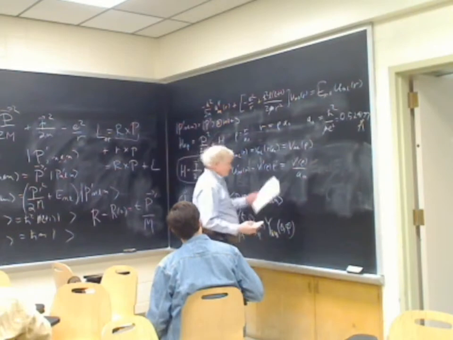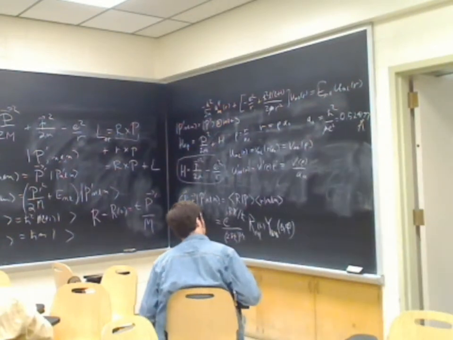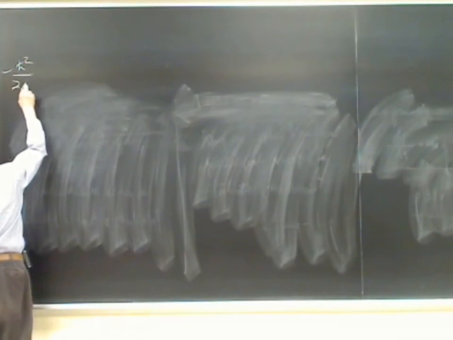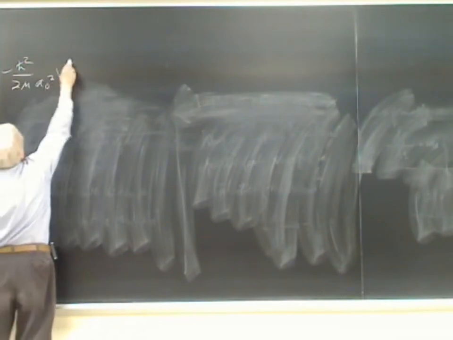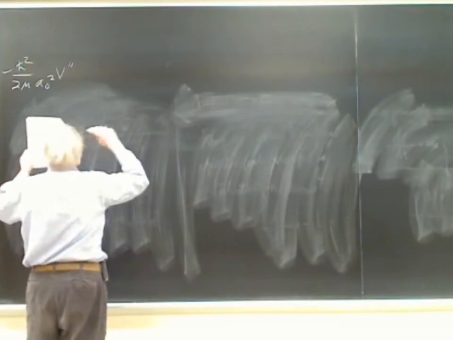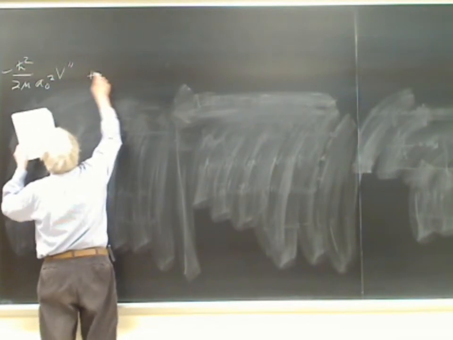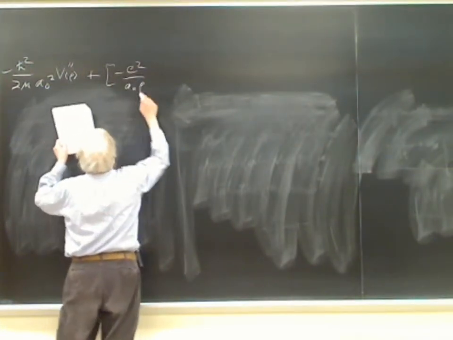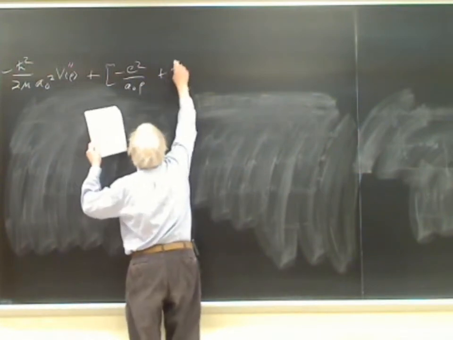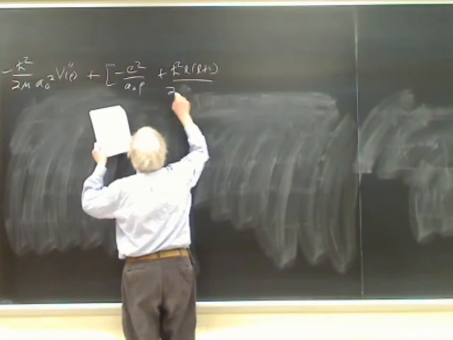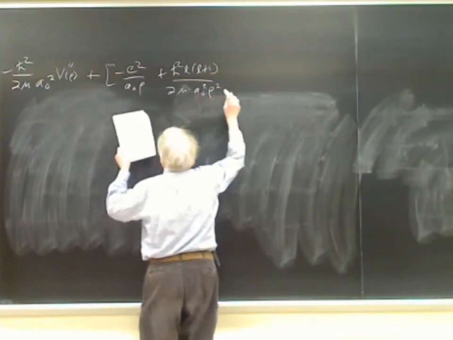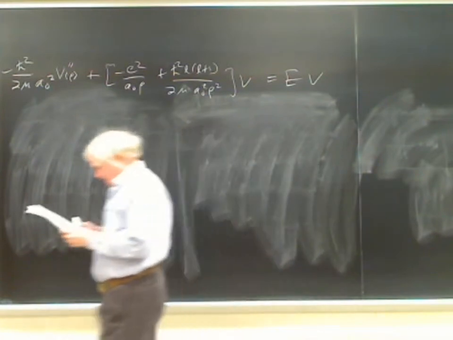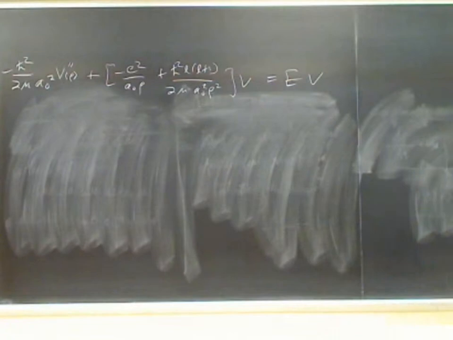Then, let me go over here and give you the whole shtick. It's minus h bar squared over 2 mu a0 squared v double prime of rho, minus e squared over a0 rho, that's what r is, and then h bar squared l(l plus 1) over 2 mu, and r squared is a0 squared rho squared, v equals E v. So that's the equation. And now we get to cancel a lot of these constants.